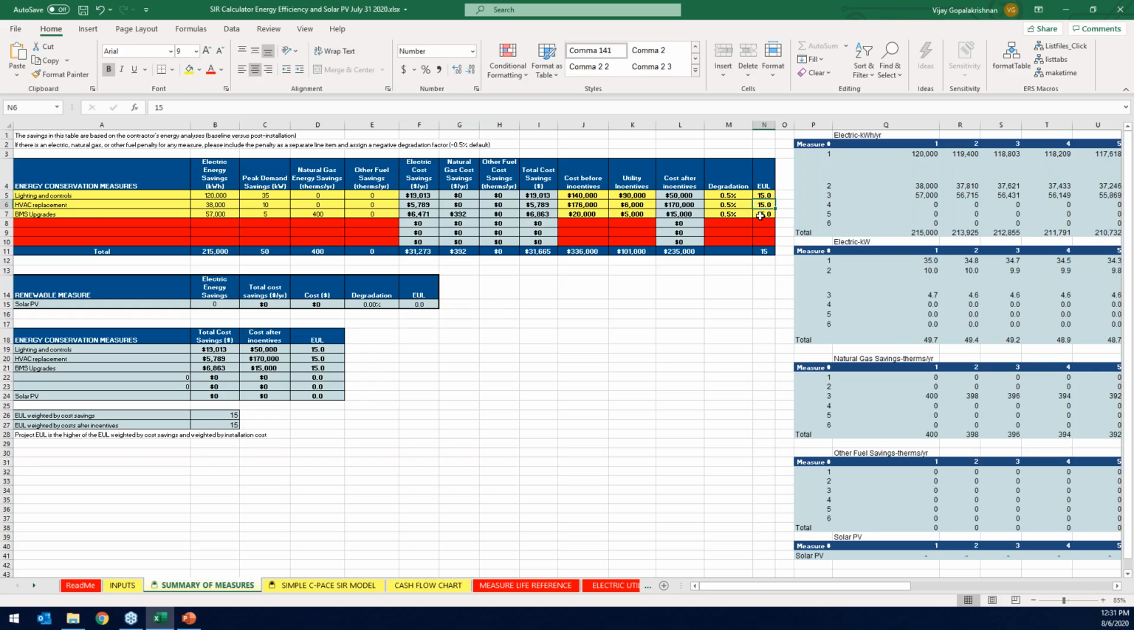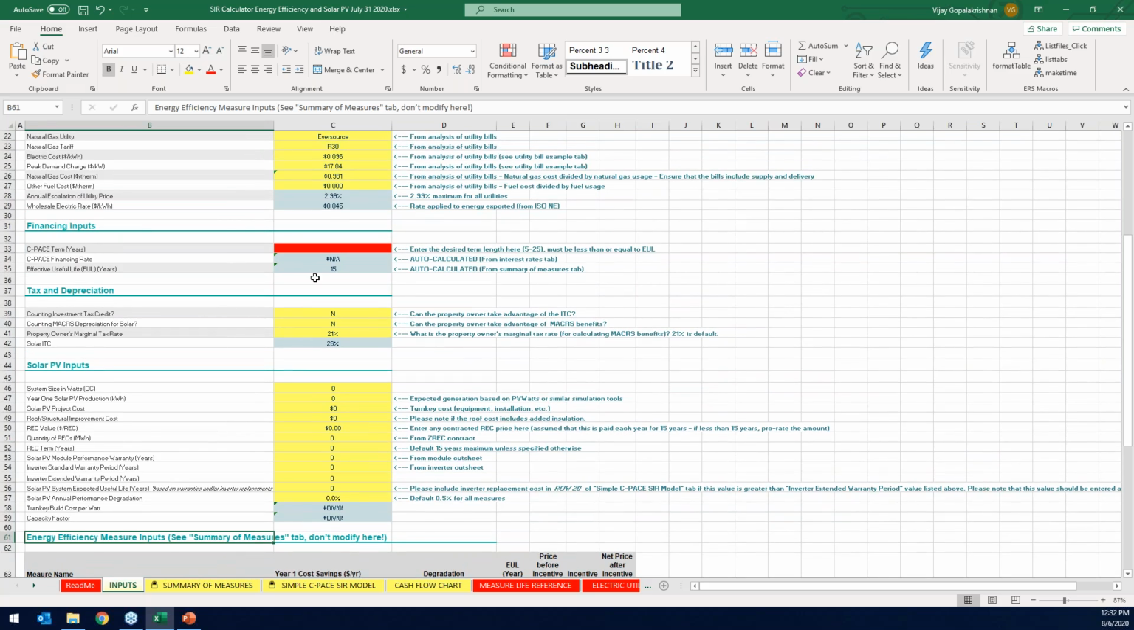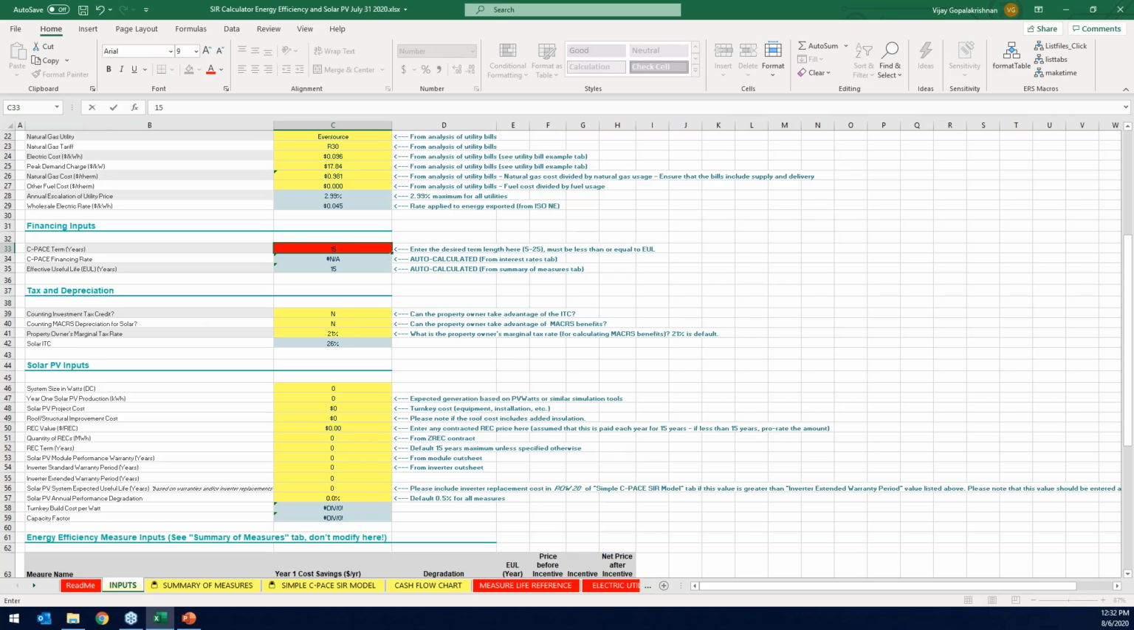So now that we're done entering all the information into the summary of measures tab, I'm going to move back to the inputs, right? So going back up to the financing inputs, as we see, the effective useful life is 15 years for this measure. So we're capped at 15 years. So if you enter 15 years, which is the maximum term you can get, the financing rate auto-populates.